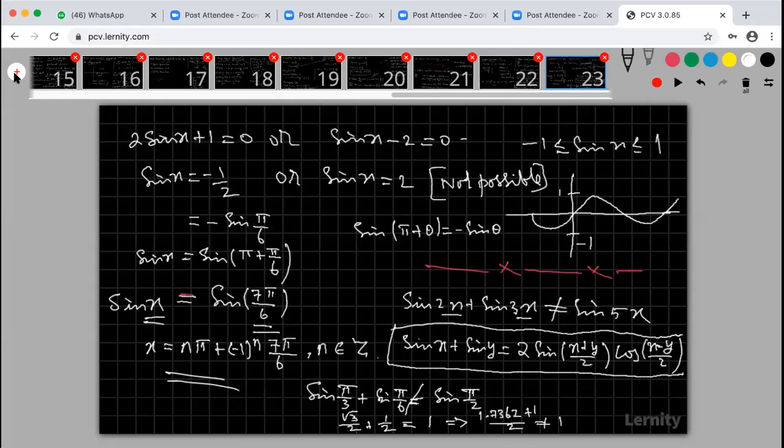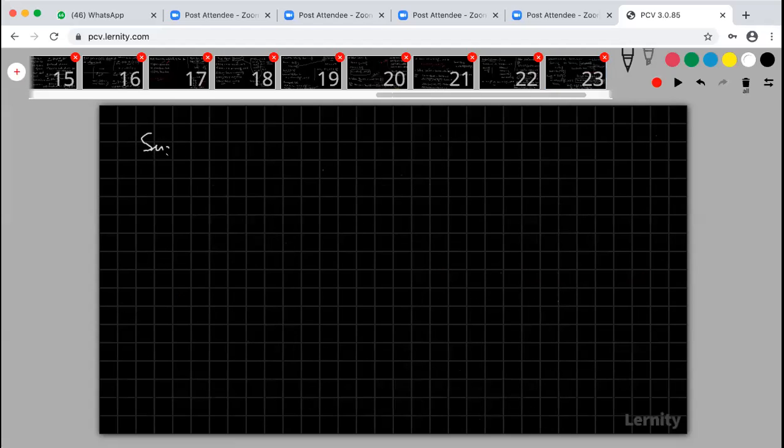And we have identities for sin x plus sin y, sin x minus sin y, and cos x plus cos y, cos x minus cos y. But we don't have an identity for, you are asking, sorry, if there is any identity for sin x plus cos y. Here we don't have any identity, but I have another way.